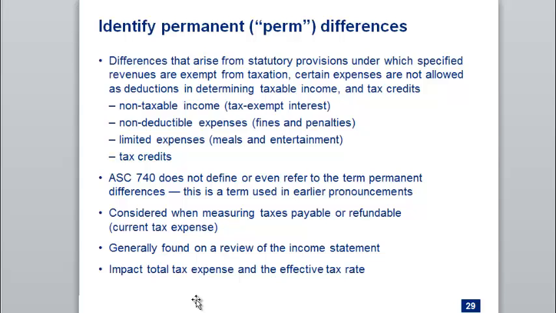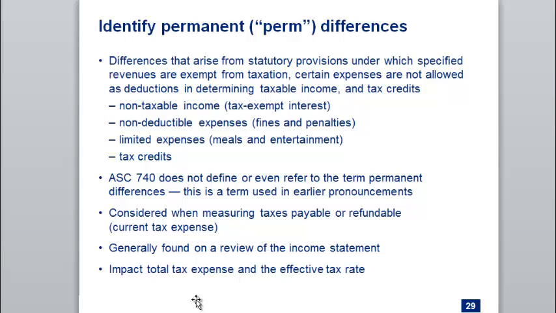So permanent items are differences that exist by law, where if you line up the rules for book accounting in one column and the rules for calculating taxable income in another column, there would be differences, and those differences are permanent. Some examples: non-taxable income like tax-exempt interest. If you buy a bond and it's tax-exempt, the interest on that bond is never taxable. It shows up in book income because it's income, but it doesn't show up as taxable income because it's tax-exempt. So that difference is a permanent difference.